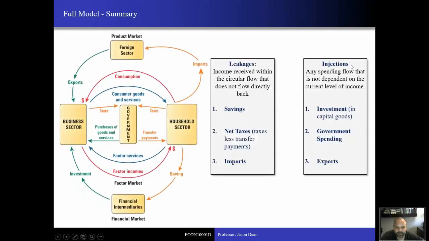So we have our leakages, our injections. The corresponding injection to this leakage of savings, so here we see action that's related to the leakage of savings. We have government spending, net taxes, and imports. So here are the leakages and injections. This is the overall model.